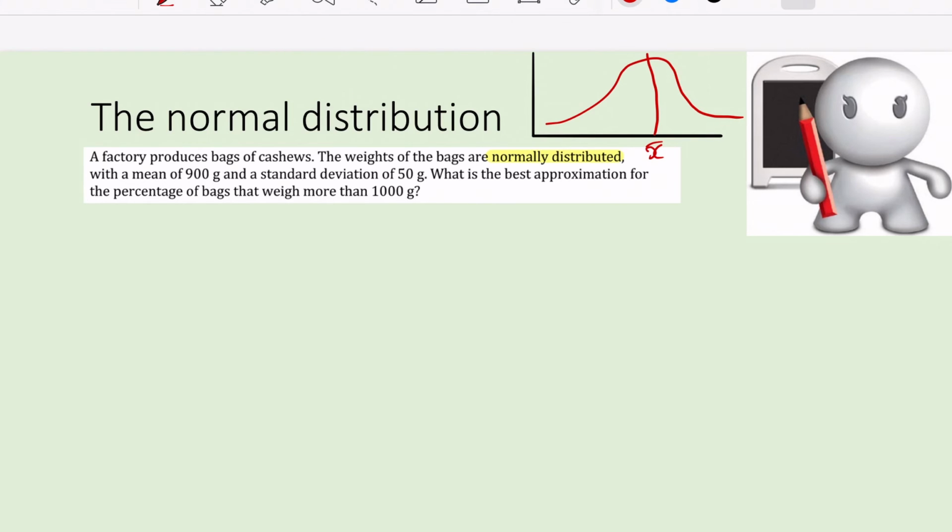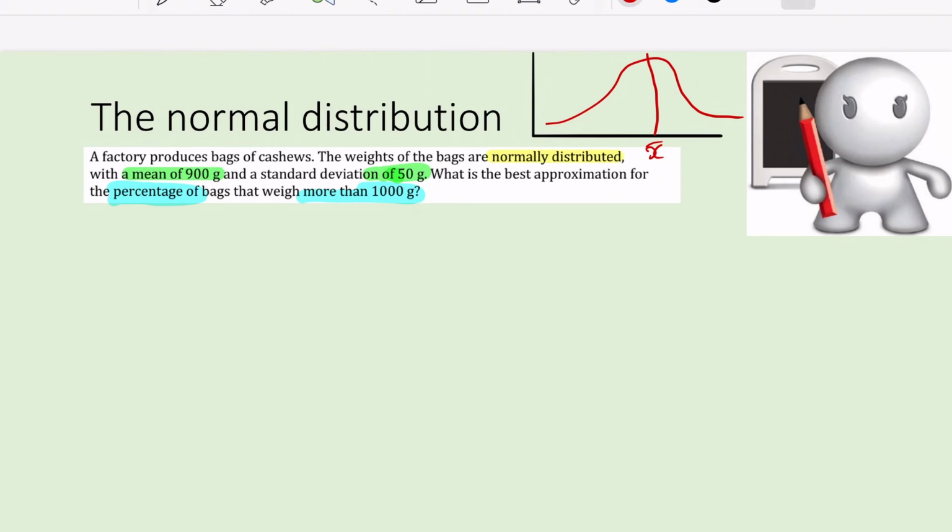So let's read. It's got a mean of 900. Let's highlight that because that's really important. A mean of 900 and a standard deviation of 50. And what's the question asking us? Well, what is the best approximation for the percentage? So it's asking us for the percentage of bags that weigh more than 1,000 kilos.